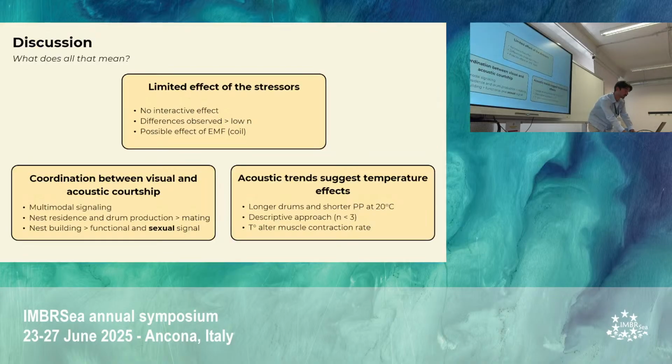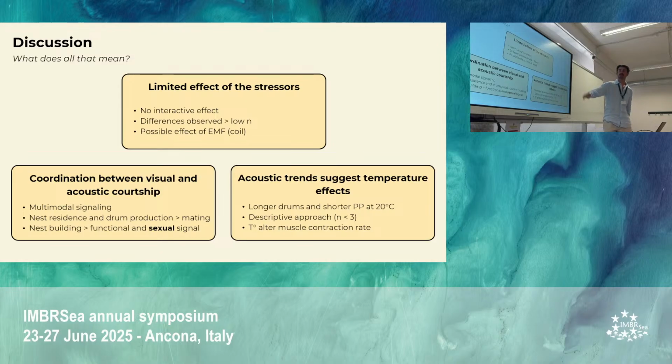Discussion and conclusion now. I want to tell you that we found only a limited effect of the stressors. First of all, no interaction. Unfortunately, that's what we wanted to show, but we couldn't manage to show it. We think that the differences we found in the coil treatment and in the noise versus the control treatment were more due to the low number of replicates. Likely the difference between individuals is what made this difference. Although we think that the coil treatment might be a possible effect of the magnetic field, it's only theoretical.